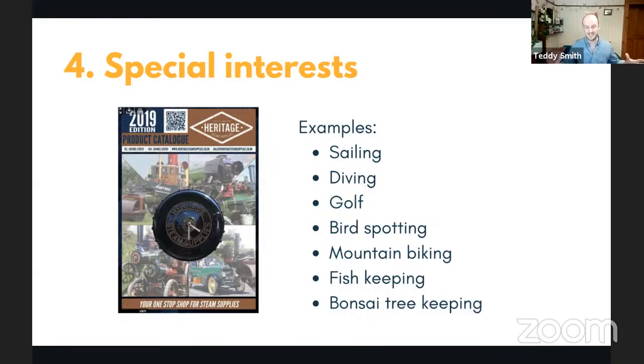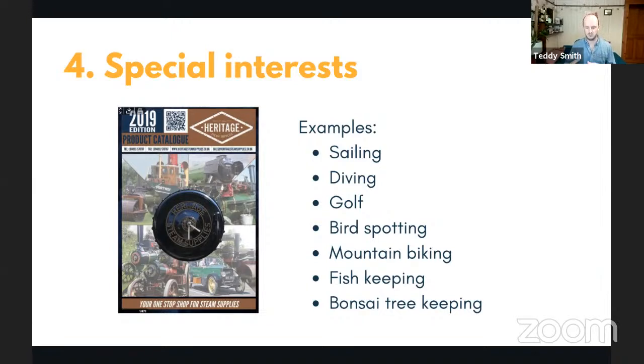But the point of me telling you that is that people who have these hobbies and passions, they care about the money because the hobby is part of their identity. So if you can tap into this identity, then you can really start to build a brand around it. Now, I've got some examples here, like sailing, diving, golf, bird spotting, mountain biking, fish keeping, bonsai tree keeping. There's loads more on there.